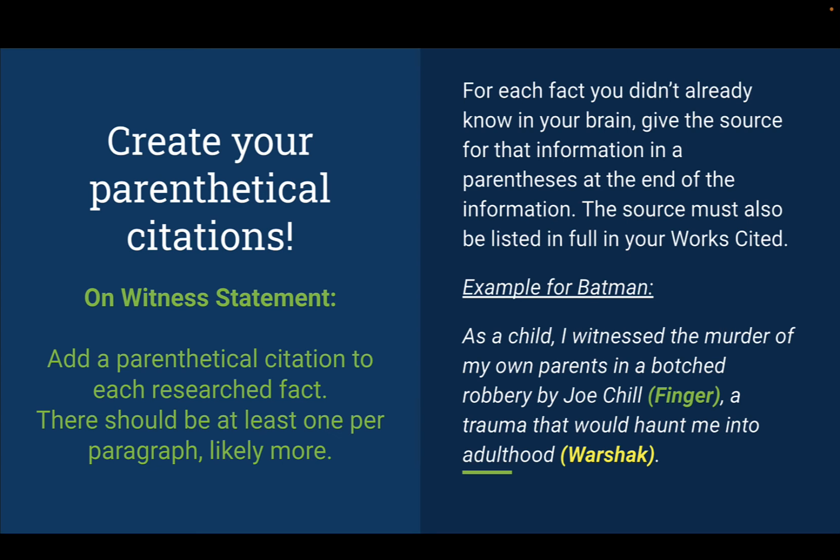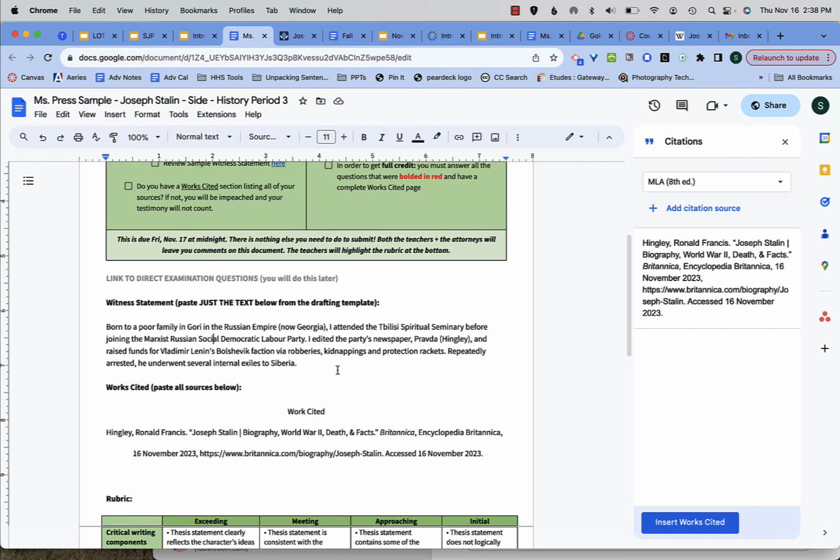Google also makes this super easy. Let's look at how we do that. So I'm back on my sample document about Joseph Stalin. I've done my works cited. You can see my works cited page at the bottom. But now I'm ready to do my parenthetical citations.